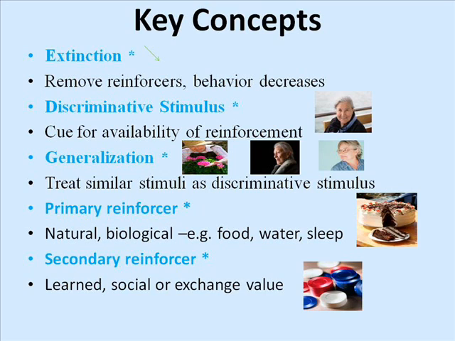Primary reinforcers are universal within a species. They're natural and biological. For example, if an organism is hungry, food would be a natural reinforcer. For an organism who is sleepy, sleep would be a natural reinforcer and could cause an increase in behavior. Secondary reinforcers are learned and vary from individual to individual.